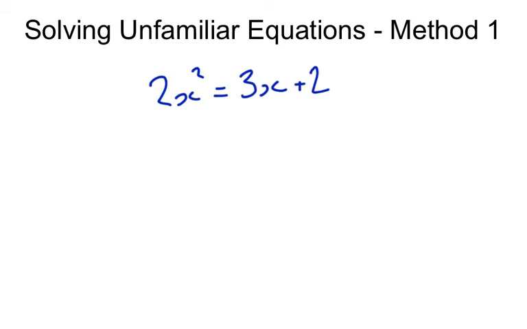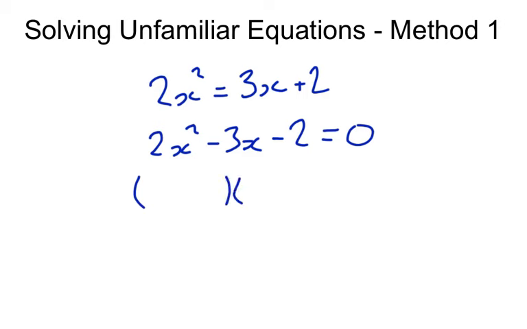Now this is a quadratic, so algebraically we get everything on one side and make it equal to 0. So we get 2x squared minus 3x minus 2 equals 0. And then we factorize. And when we factorize, we have 2x at the front of one bracket, x at the front of the other bracket. Our numbers have to multiply to make minus 2.